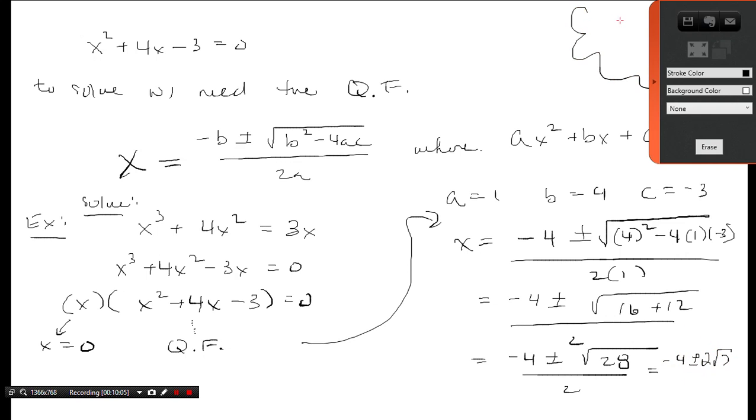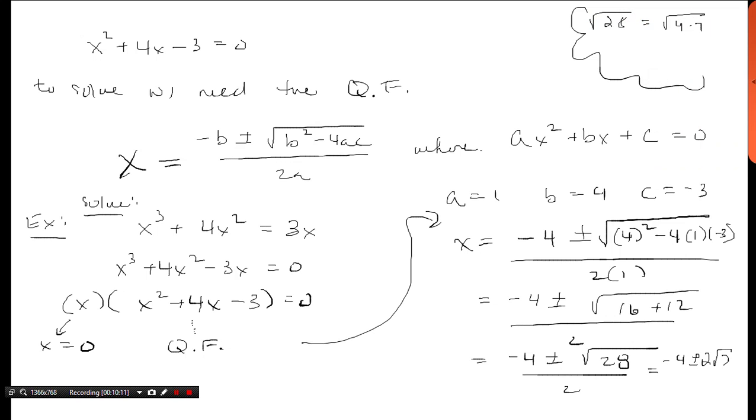Well, 28 rooted is the same thing as the square root of 4 times 7. Oops, you can't see that, can you? 4 times 7, which is the same thing as the square root of 4 times the square root of 7, which is the same as 2 root 7.